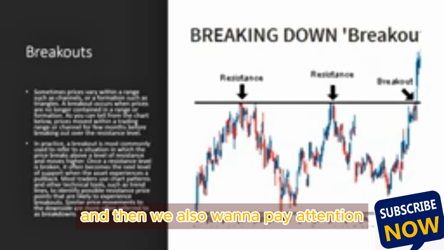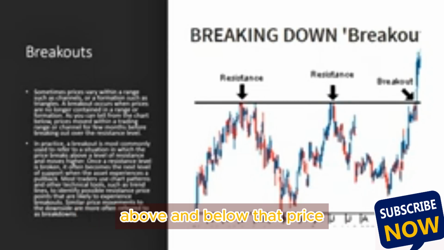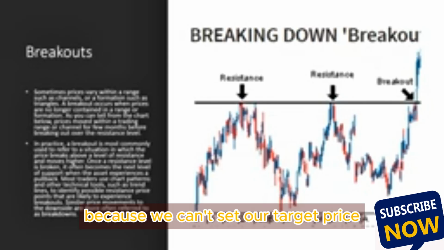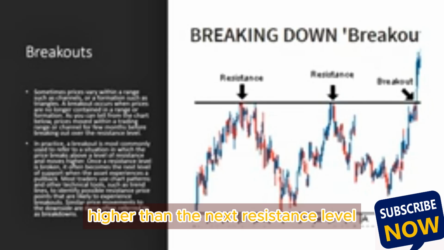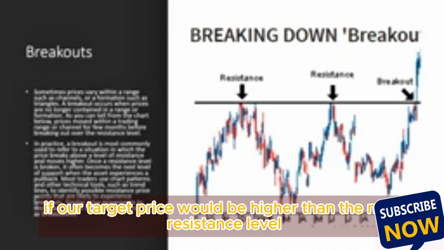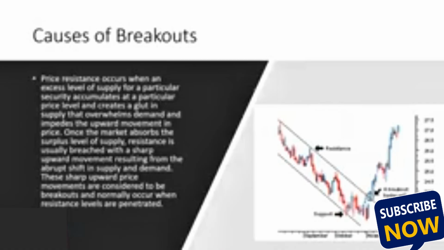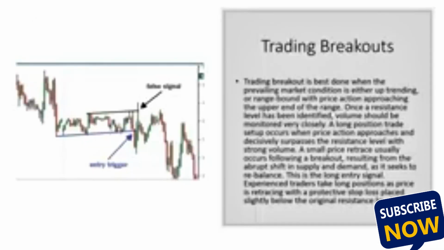And then we also want to pay attention to our support and resistance lines above and below that price, because we can't set our target price higher than the next resistance level. So in order to do our risk-reward ratio, if our target price would be higher than the next resistance level, we have to reduce that target price below that resistance.